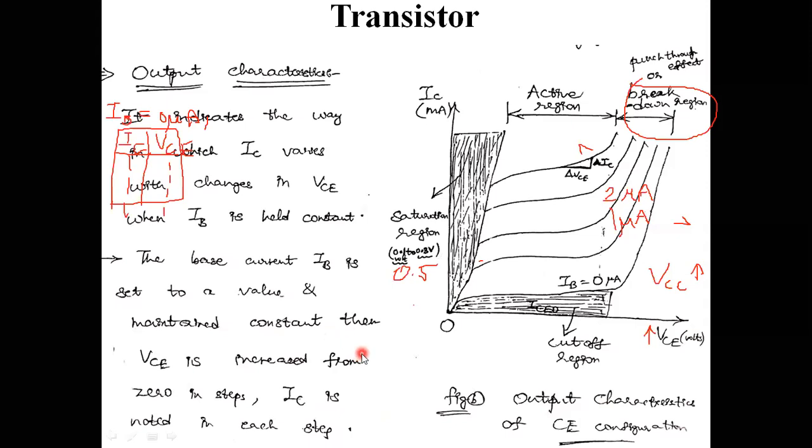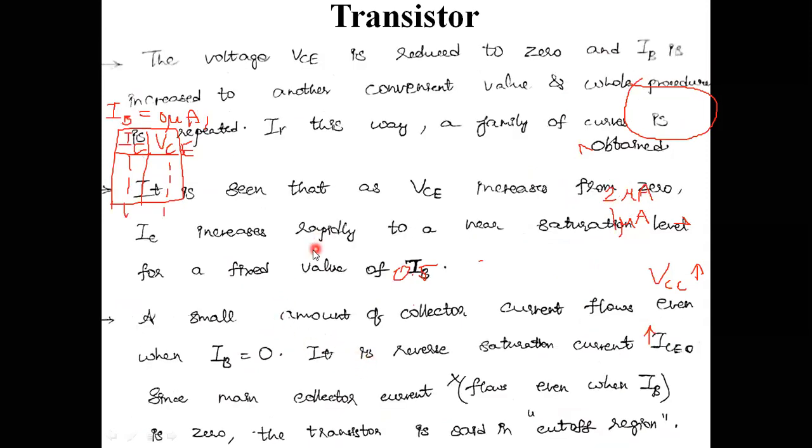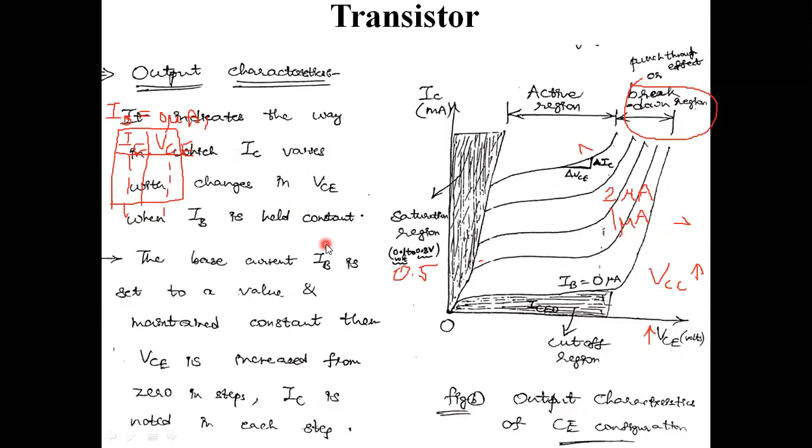This is about the graph. From this graph, we can project 2 points. I can obtain the change in VCE as well as the change in IC. From the 2 points, I can obtain the output resistance also. What is the output resistance can be calculated. I will just give out this theory part.